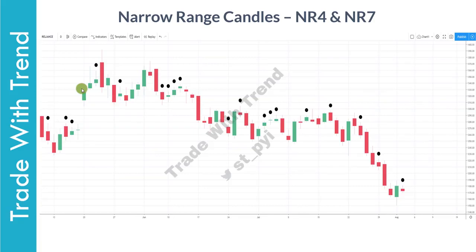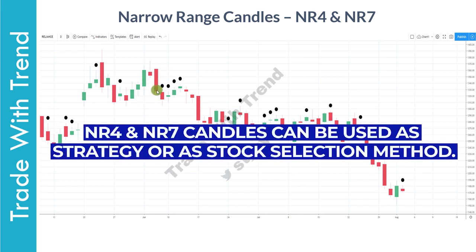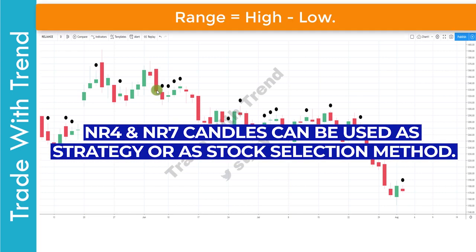So let us first understand narrow range candlesticks, and then we will discuss how to combine this with the VWAP indicator. In this section, I will take up narrow range 4, that is NR4 candles, and in the next section, I will take up narrow range 7 candles. Now range in a candle means the distance between high and low, and in order to mark out NR4 and NR7 candles, we need to compare the range of 4 and 7 candles respectively.